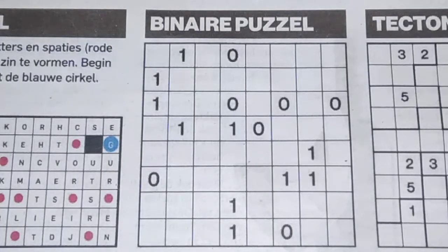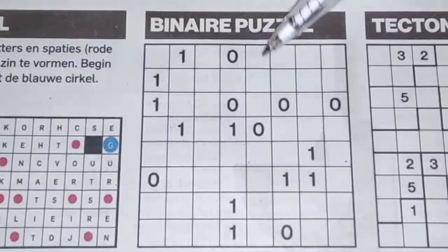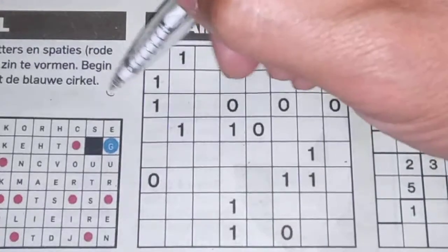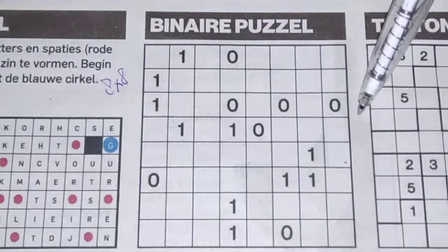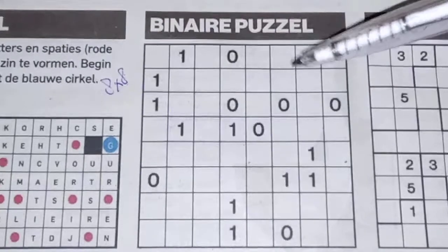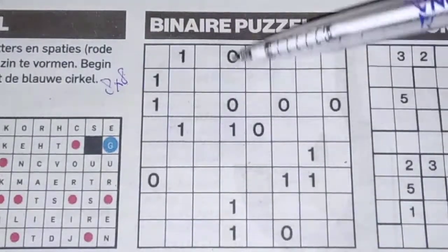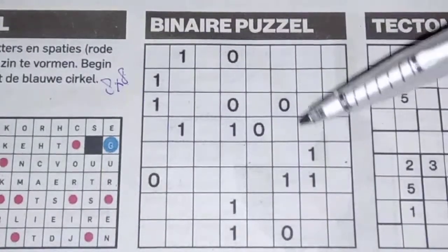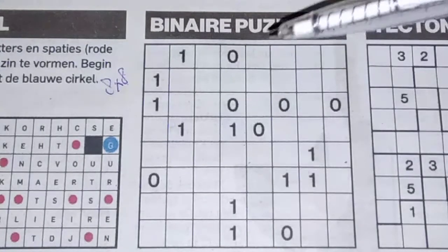And this fourth Sudoku is a binary puzzle. And what kind of binary puzzle is this? Let me count. It's 1, 2, 3, 4, 5, 6, 7, 8. It's an 8 by 8 binary puzzle. That means in a row there's always 4 O's and 4 ones. The same with in a column, always 4 O's and 4 ones. Alright, so let's get started.